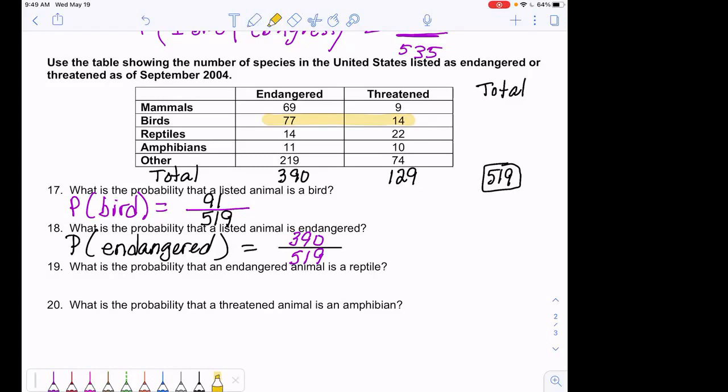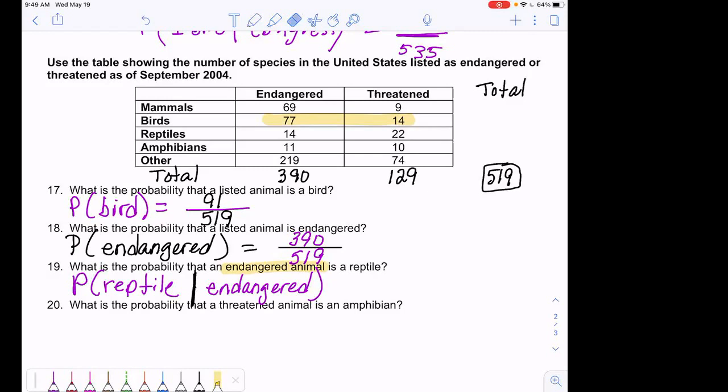What's the probability that an endangered animal is a reptile? So that specifies the type of animal that we're looking at, and this is that condition problem. So we're looking for reptiles given that an animal is endangered. This is how I would write my probability. Specifically, the group of animals that we're looking at are endangered animals. We want the reptiles that are in that group.